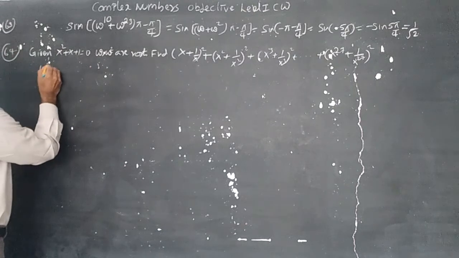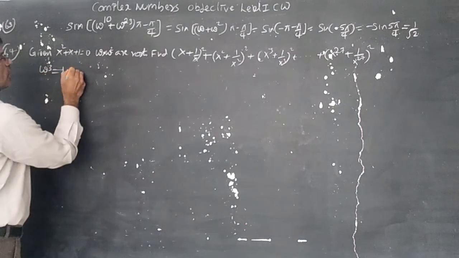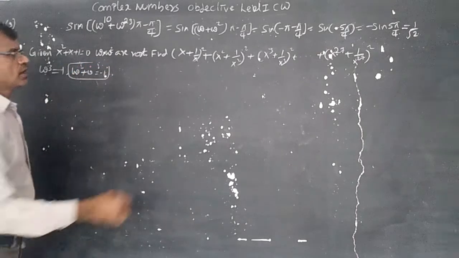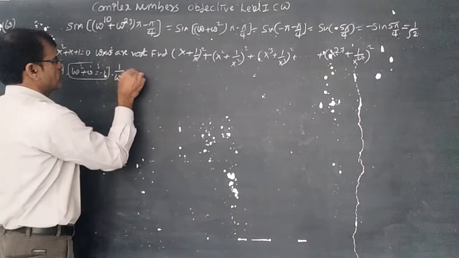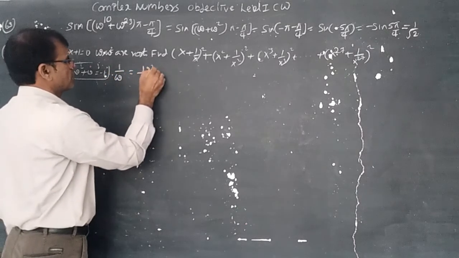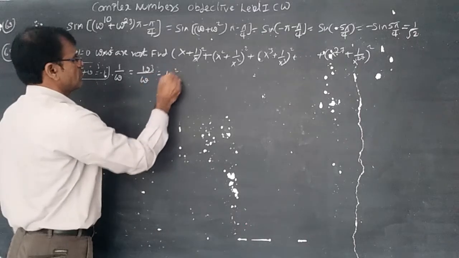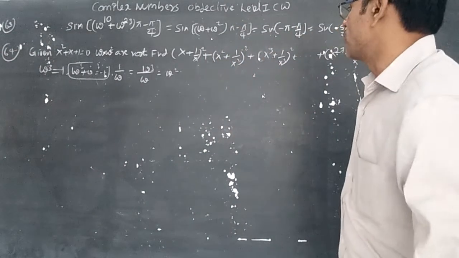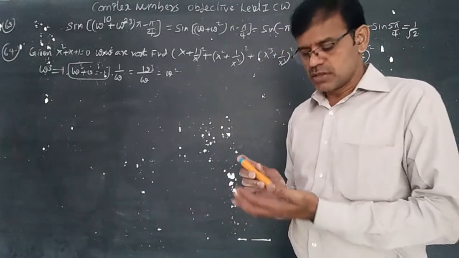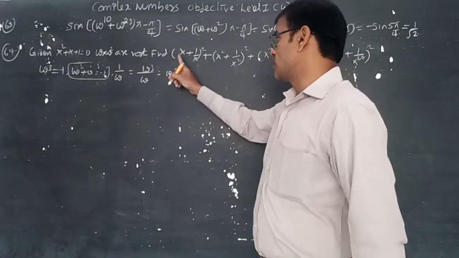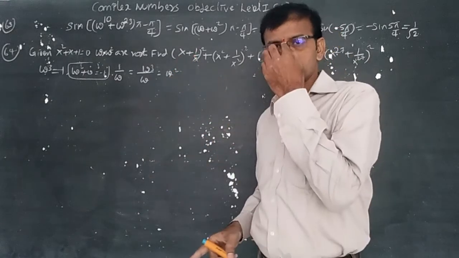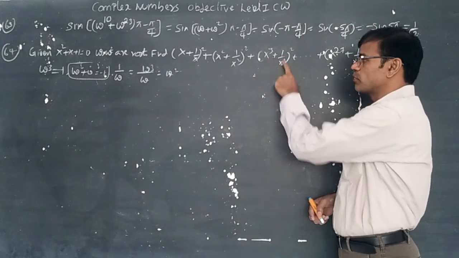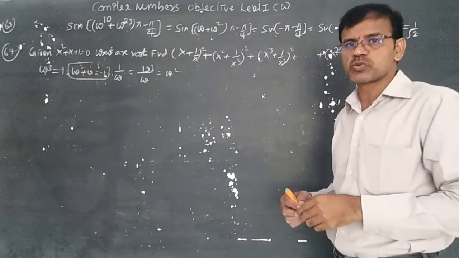Remember the formula, omega cube is equal to 1 and omega square plus omega is equal to minus 1, and 1 by x meaning here 1 by omega. So 1 by omega can be understood as omega cube by omega. It can be understood as omega square. So here you need to understand that if the power is a multiple of 3, the value is 1. Omega plus omega square is minus 1, whole square becomes 1. If this is omega cube plus 1 by omega cube, it becomes 1 plus 1, which is 2, 2 whole square 4.